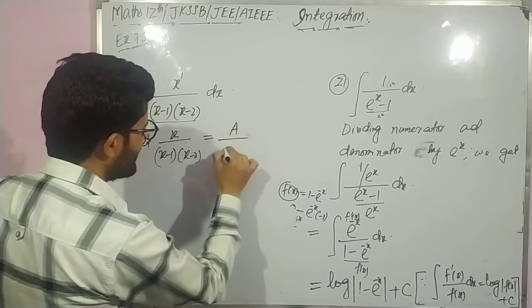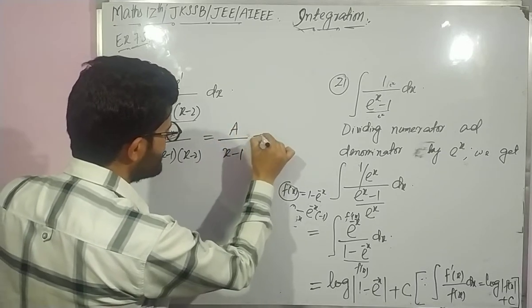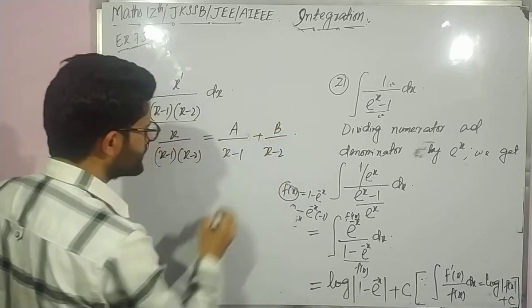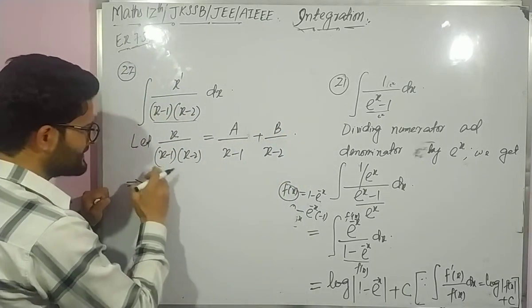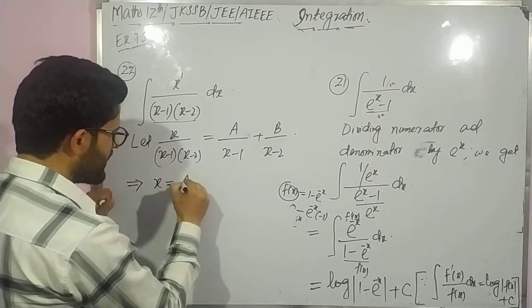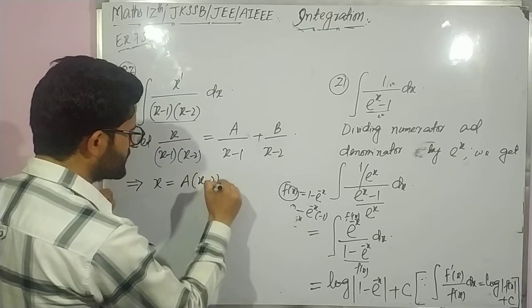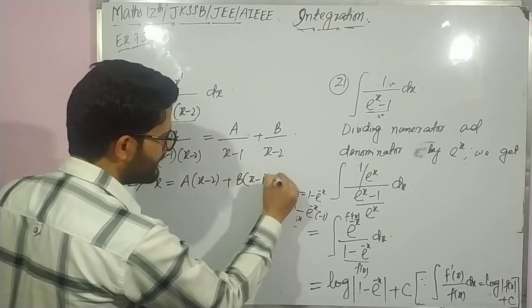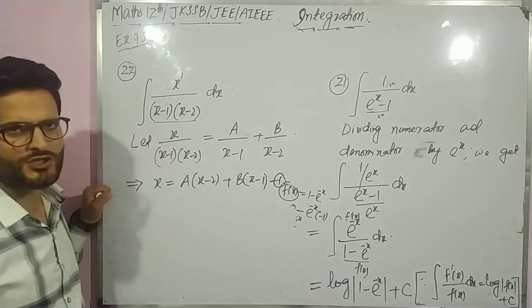constant a divided by the first linear factor x minus 1 plus constant b divided by the second linear factor x minus 2. So obviously this can be written by multiplying both sides by (x minus 1)(x minus 2). So x must be equal to a into (x minus 2) plus b into (x minus 1). Keep it as equation number one as usual.